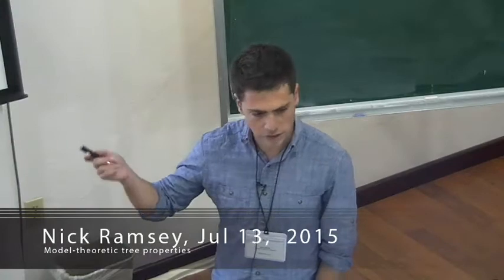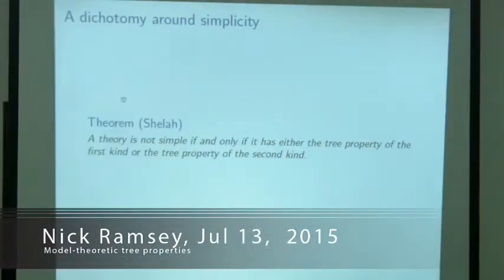It's a remarkable theorem, and what's more remarkable is that he proves it twice. So in chapter 3 of Classification Theory, he proves the following. A theory is not simple if and only if it has either the tree property of the first kind or the tree property of the second kind.